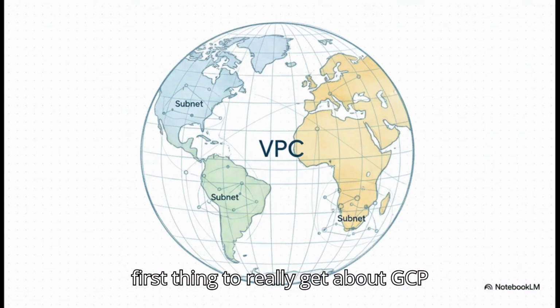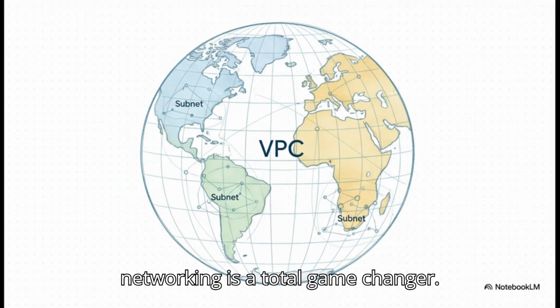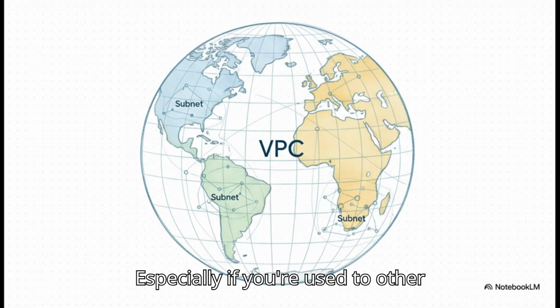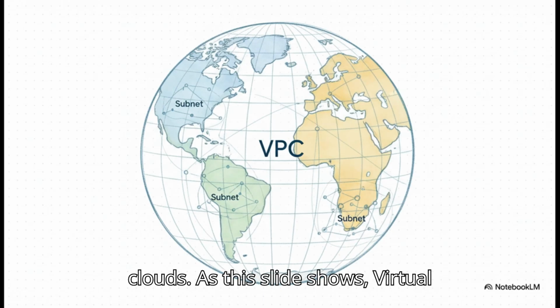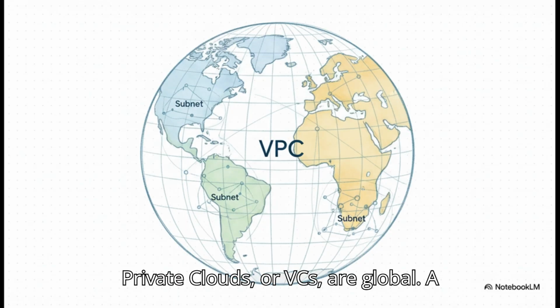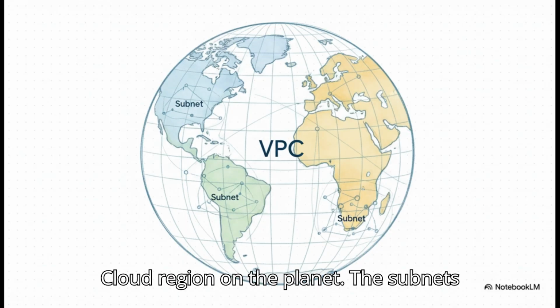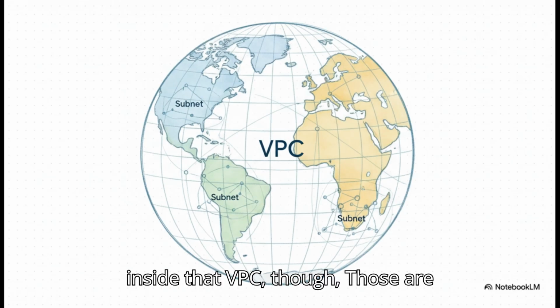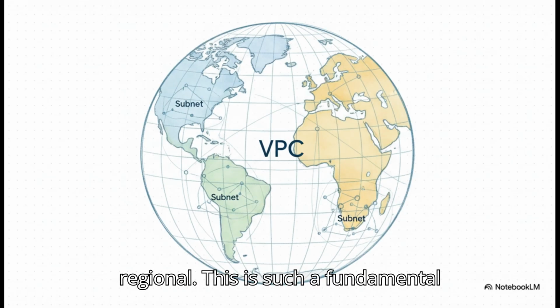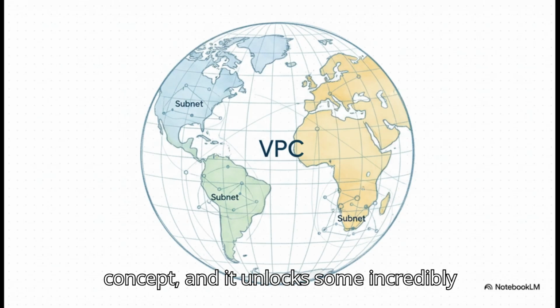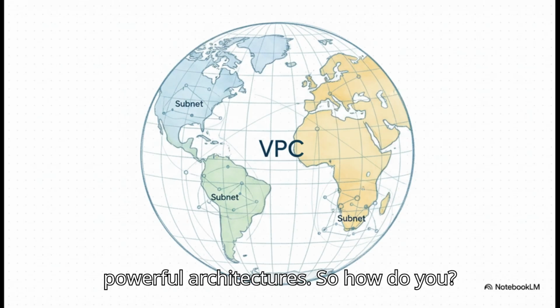The first thing to really get about GCP networking is a total game changer, especially if you're used to other clouds. As this slide shows, virtual private clouds, or VPCs, are global. A single VPC can span every single Google Cloud region on the planet. The subnets inside that VPC, though, those are regional. This is such a fundamental concept, and it unlocks some incredibly powerful architectures.